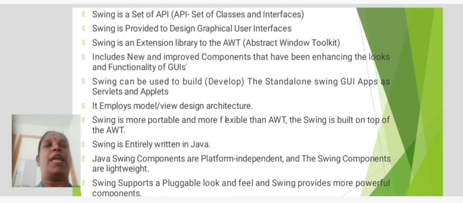Swing is a set of APIs. Swing is provided to design the graphical user interface. Swing is an extension library to the AWT. It includes new and improved components that enhance the look and functionality of GUIs. Swing can be used to build standalone Swing GUI apps as well as servlets and applets. It employs a model view design architecture. Swing is entirely written in Java. Swing supports a pluggable look and feel. Swing provides most powerful components.